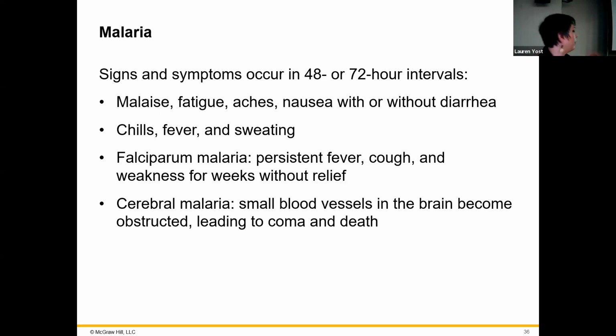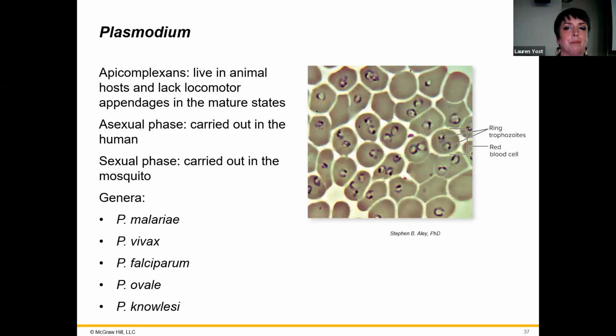And this can even move into the brain, where you'll have symptoms of the brain getting obstructed from the protozoa in the blood, and that can lead to coma and death. This is caused by protozoa called Plasmodium. The more common and severe one is going to be Plasmodium falciparum. These are found throughout the tropics of the world.